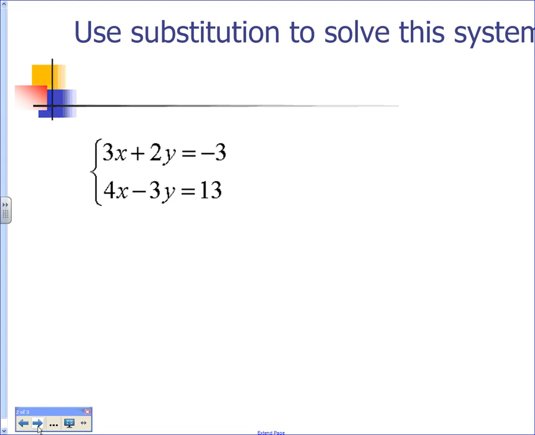Do you want to solve the first one or the second one? Okay, we're solving this one for x. It really doesn't matter. You're going to end up with a weird number anyway. So how would I solve this bottom one for x?